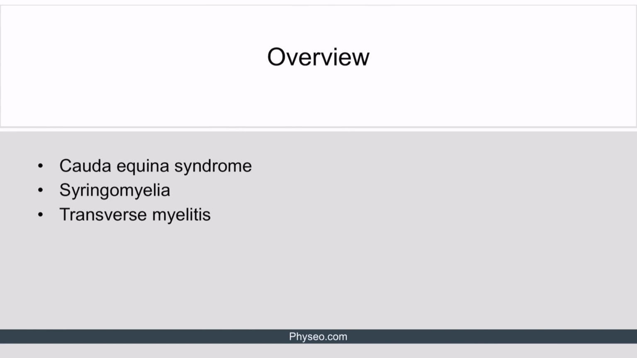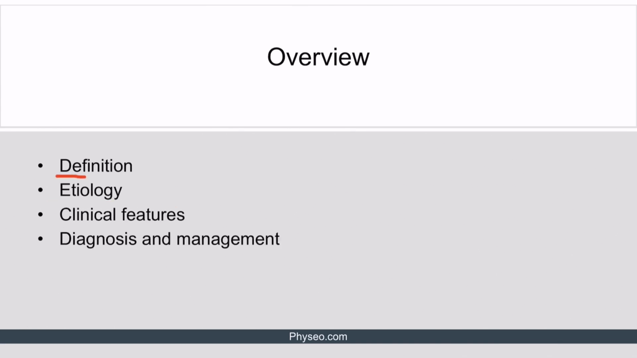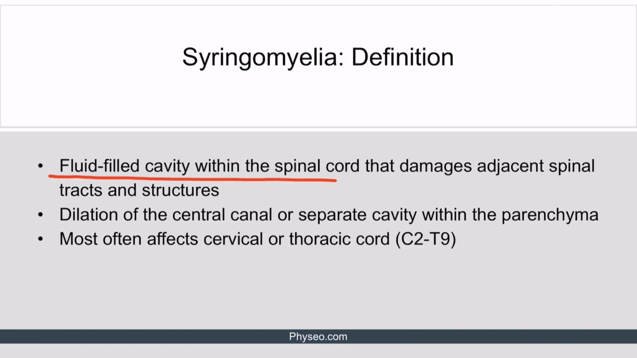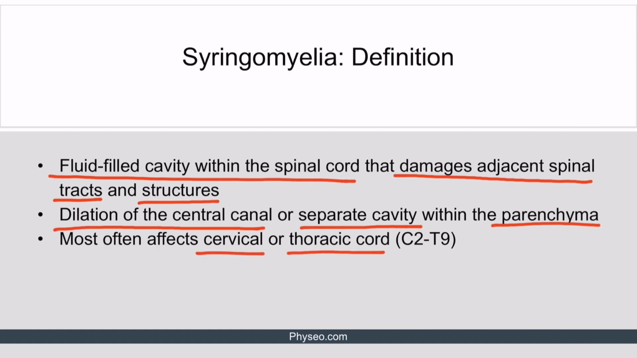Next, we'll discuss Syringomyelia. We'll discuss definition, etiology, clinical features, diagnosis, and management of Syringomyelia. Syringomyelia is a fluid-filled cavity within the spinal cord that damages adjacent spinal tracts and structures. It can be a dilation in the central canal or a separate cavity within the parenchyma of spinal cord. Moreover, Syringomyelia often affects the cervical or thoracic cord, particularly the segments from C2 to T9.